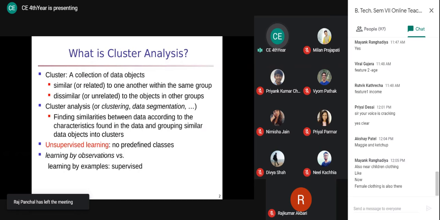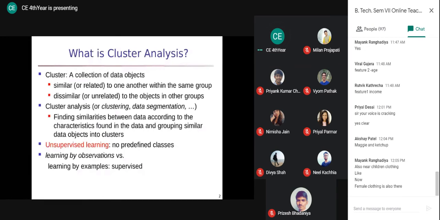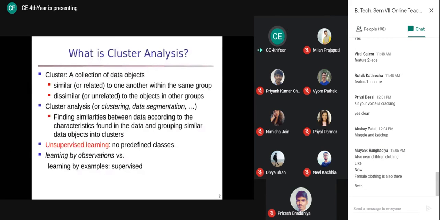Yes, that's also a good observation, Mayank. So it is to attract the child or to attract the child's mother. The female clothing section and the child clothing section are generally near to each other.